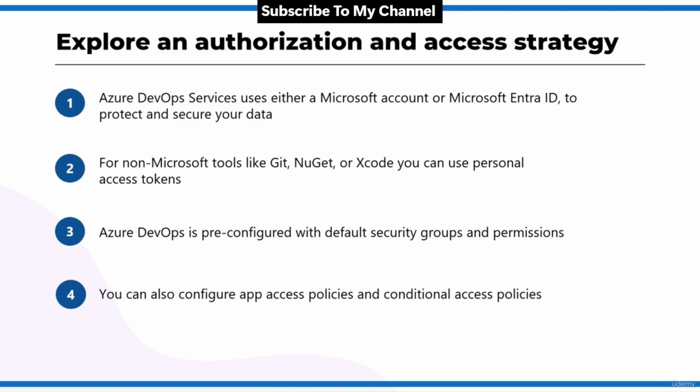You can use a Microsoft account, you can use a GitHub account, or you can also use Microsoft Entra ID to protect your environment. You can use a personal access token for tools that don't directly support a Microsoft account or Microsoft Entra ID for authentication. Azure DevOps is pre-configured with default security groups. Default permissions are assigned to the default security group automatically. You can also configure access at the organization level, collection level, project level, or maybe a particular object level. Conditional access policies and multi-factor authentication can also be integrated to minimize the risk of compromised credentials in the Azure DevOps environment.